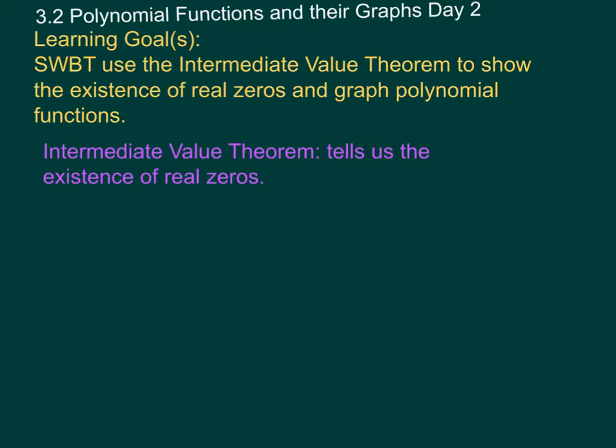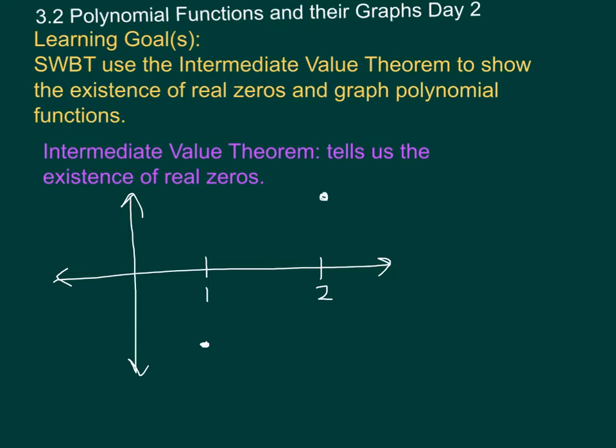This theorem tells us the existence of real zeros. So far we've been factoring to find them. But according to this theorem, when you have a graph and you have a point above the x-axis and below, so let's say this point was (1, -5), and this was (2, 7).